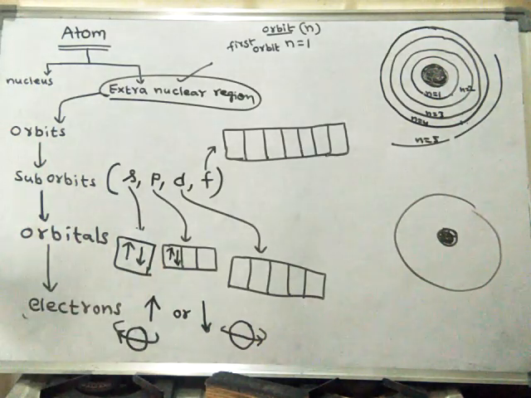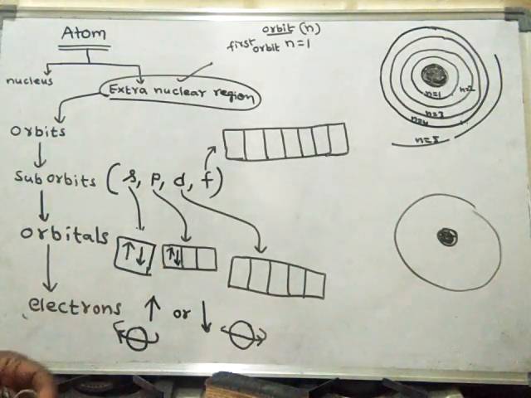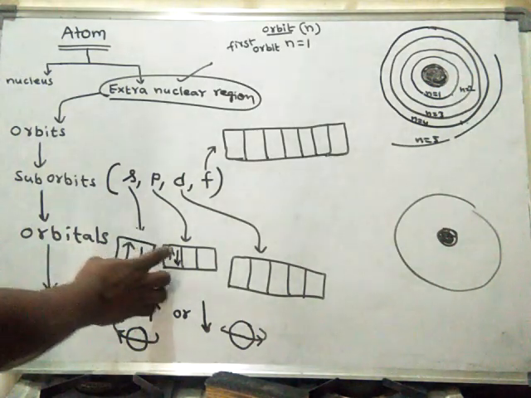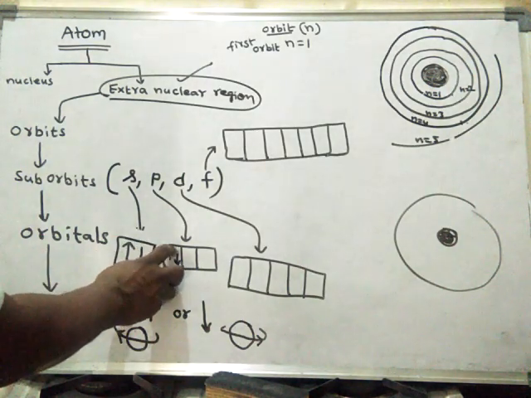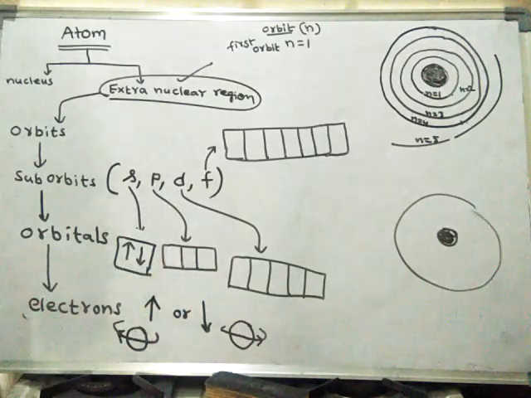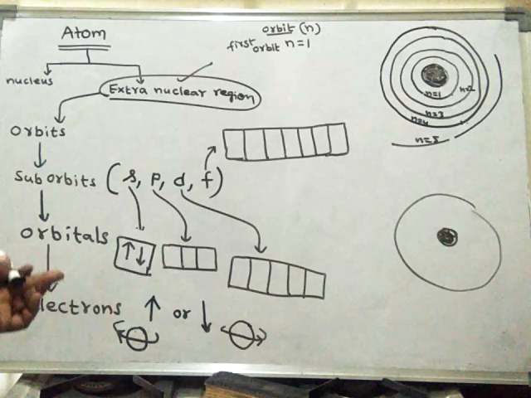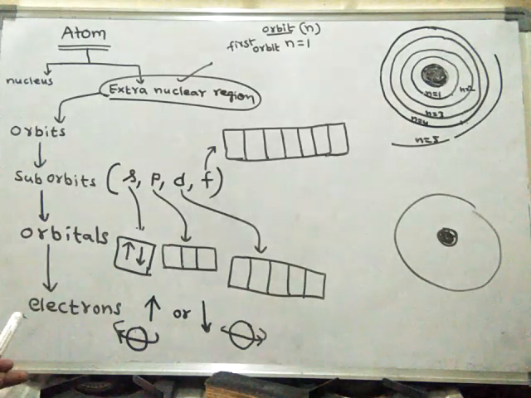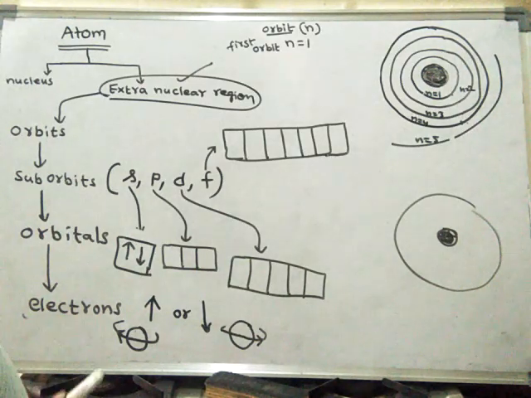Maximum 2 electrons only. Whatever the orbital you may take, how many electrons can an orbital contain at most? An orbital can contain a maximum of 2 electrons only. It may contain 1 electron, or 0 electrons, or 2 electrons, but it does not contain more than 2 electrons.